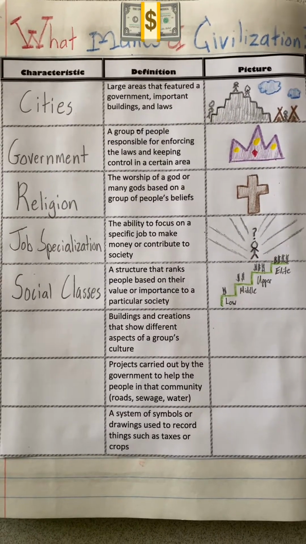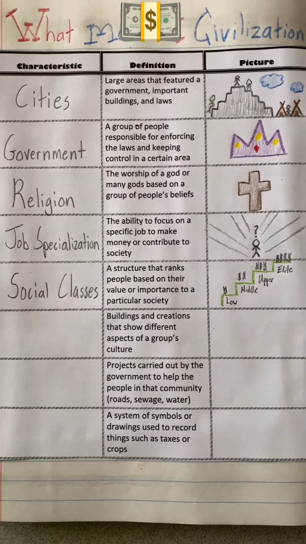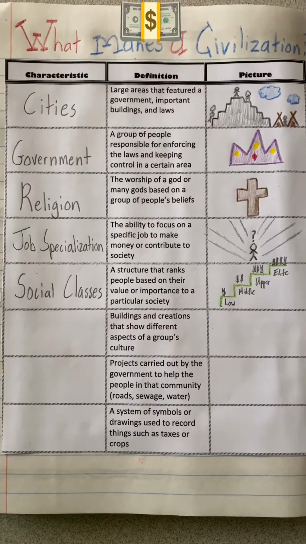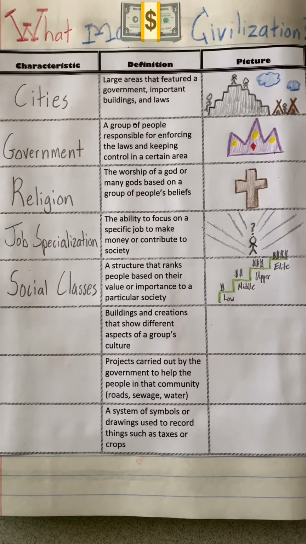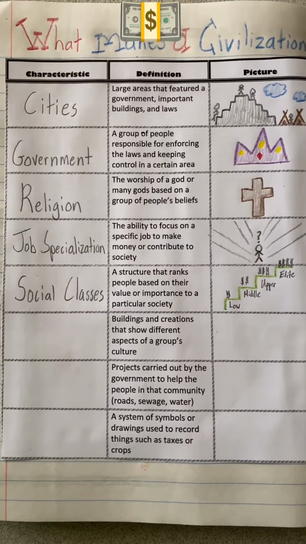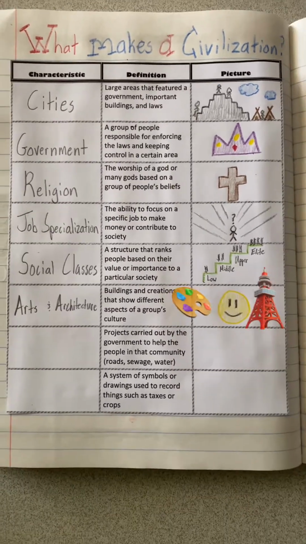But social classes is the idea that some people are on top, some people are on bottom, and some people are in the middle. And we're going to find that all four of the civilizations that we'll study really had a varying difference in social classes, whereas we in the United States pretty much have those four levels of social classes. The next one, buildings and creations that show different aspects of a group's culture.